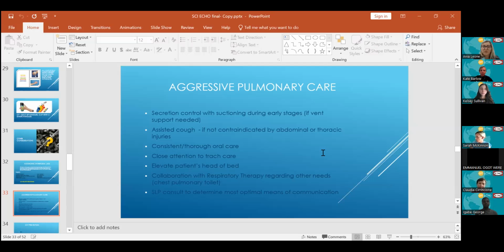Paying close attention to the trach, if that's still part of the equation with your patient. Always elevate their head of the bed. You don't want to leave this type of patient lying flat in the bed. And again, collaborate with your coworkers if you have that opportunity. RTs and speech therapists are great in this area.